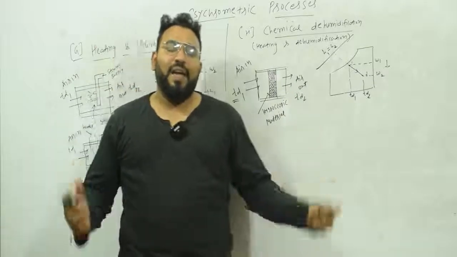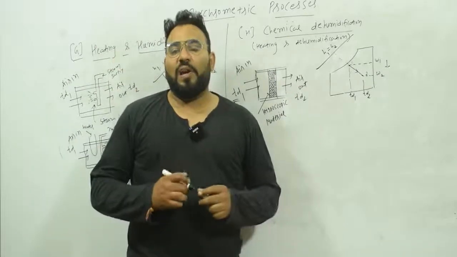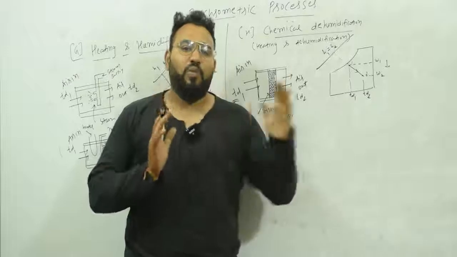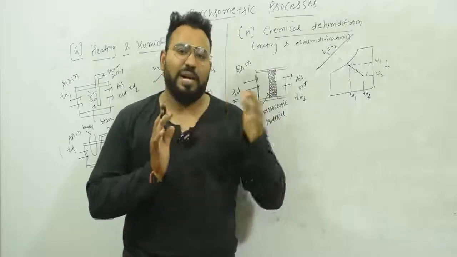So these are all the processes, known as psychrometric processes. Part 1 and part 2 both combined make one complete theory of psychrometric processes.